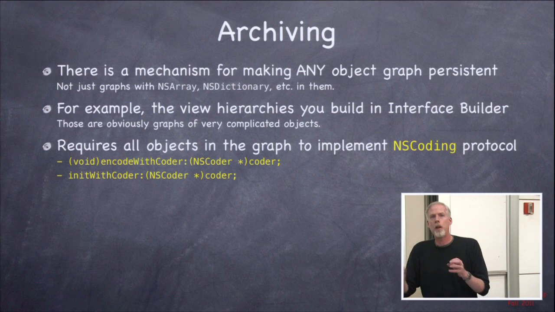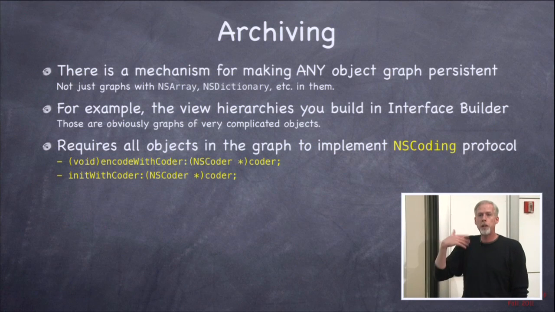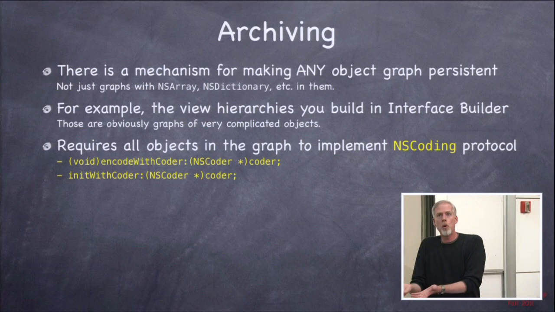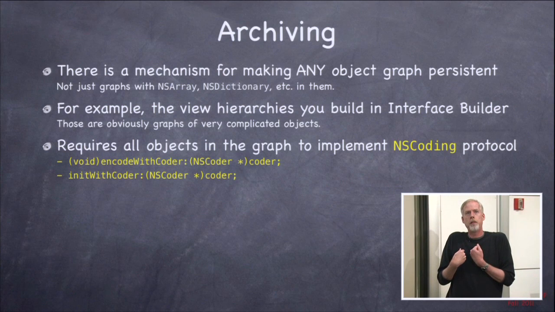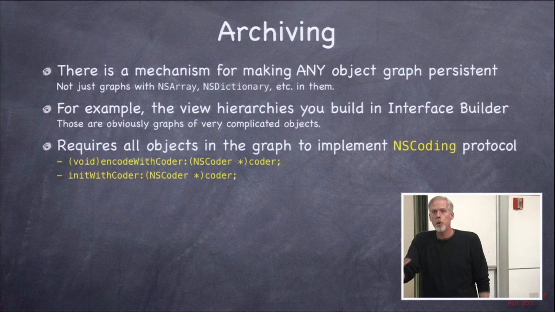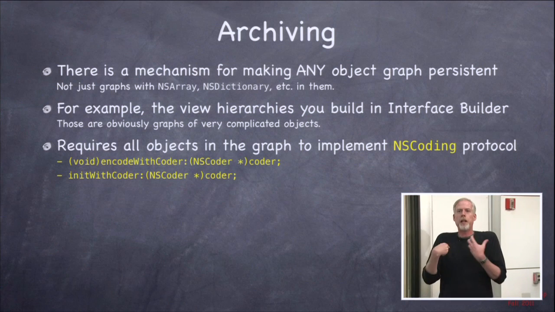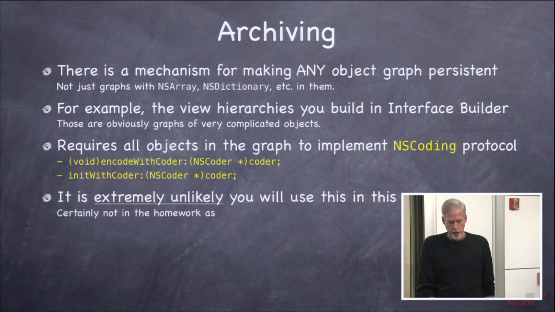Alloc init with coder on every single object that comes out of there. And they've written themselves out with their encode with coder, so they know how to init themselves with coder. Okay? Does that make sense? You see why now you don't get init with frame called on these UI views? Instead, the frame is encoded with encode with coder, and when it gets init with coder, the frame's in there somewhere. Okay? So what do these methods look like?